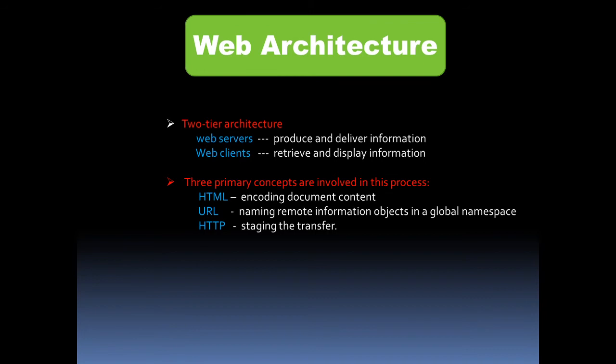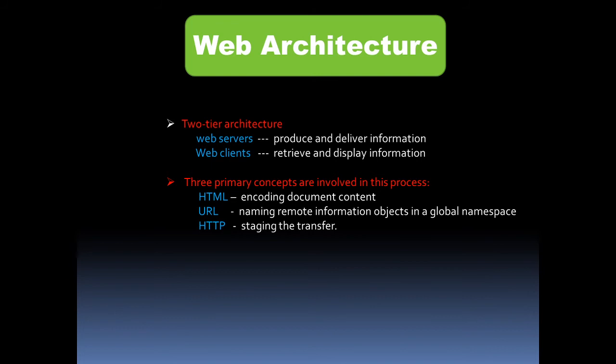Okay, so next one is web architecture. So the World Wide Web, that is WWW architecture, is a two-tier architecture. This we can consider in two phases: one is called server side, and the next is client side. Okay, so that architecture consists of web servers.